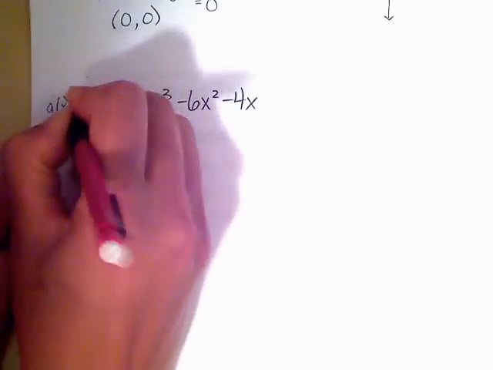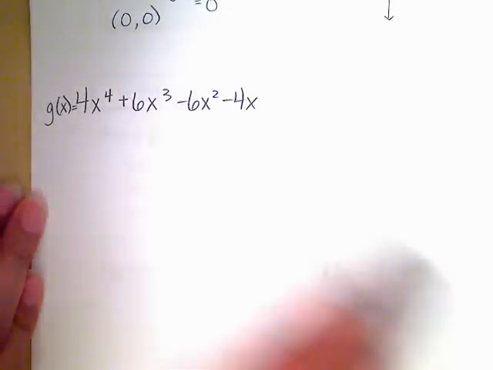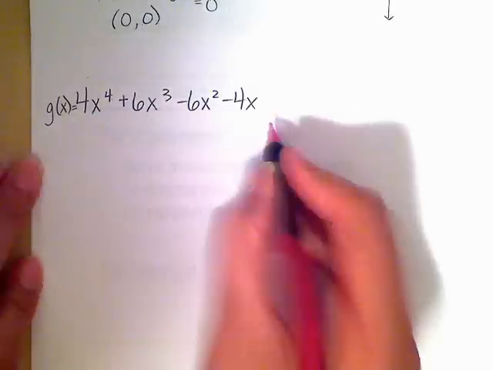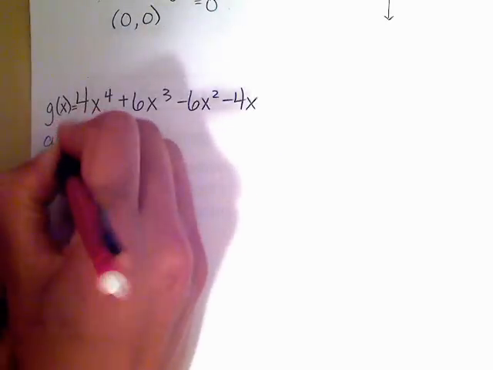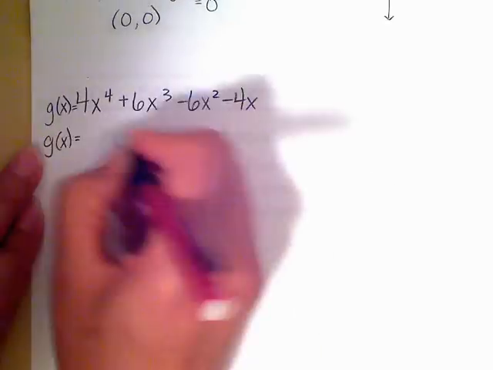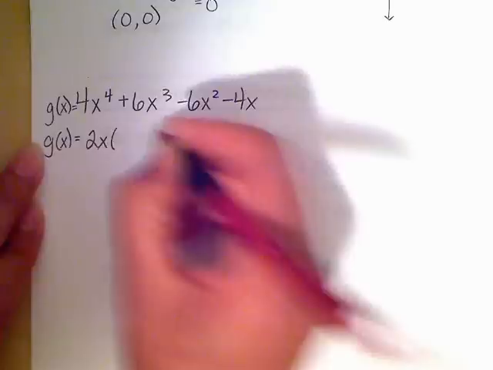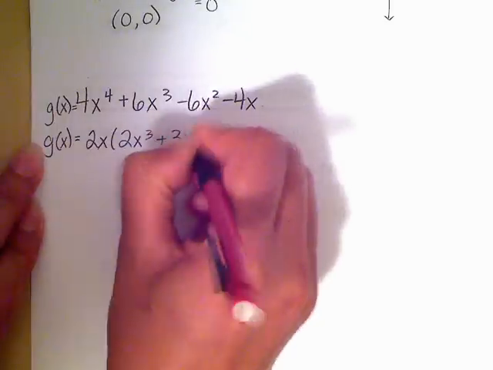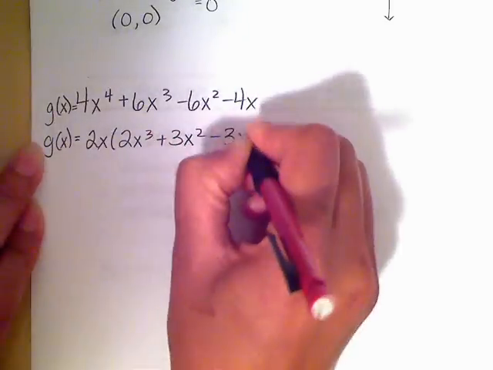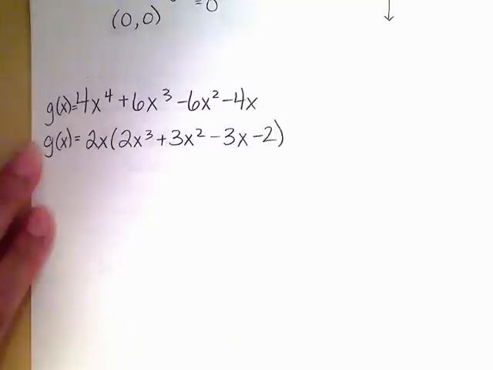And so we're going to try to factor this. First thing I want to do is recognize whether or not there's a common factor. With all polynomial expressions, the first thing you want to look for is a common factor. In this case, the common factor is 2x. So I'm going to factor out 2x, and I'm left with 2x cubed plus 3x squared minus 3x and then minus 2. So there's my expression somewhat factored so far.